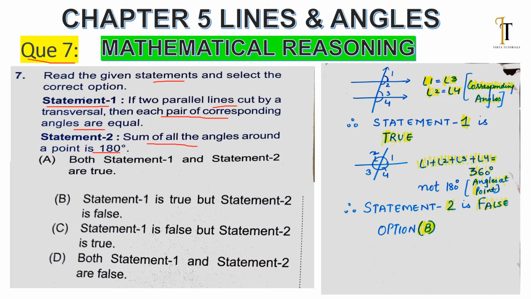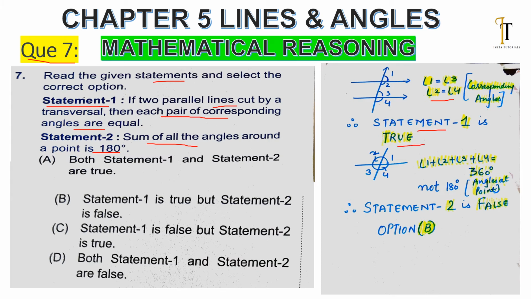So students, please recall the properties of a transversal line. If two parallel lines are cut by a transversal, then each pair of corresponding angles are equal. Yes, here angle 1 will be equal to angle 3 and angle 2 is equal to angle 4. Therefore, statement 1 is true.